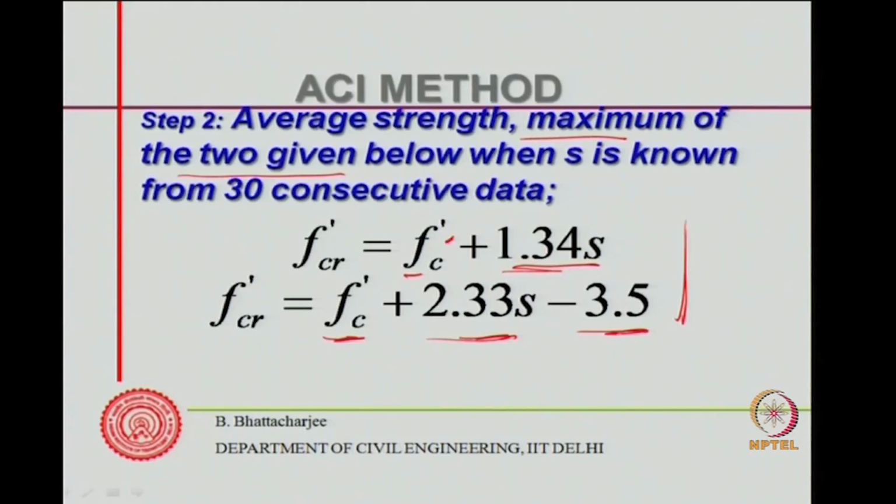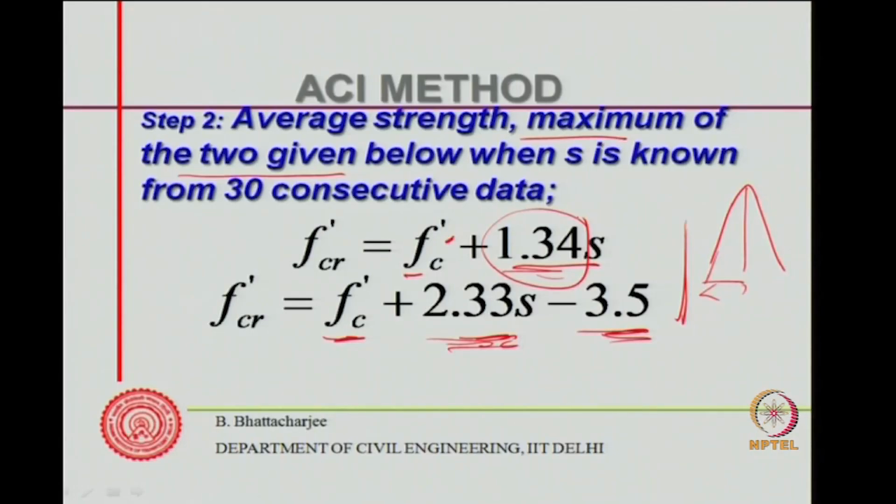Actually, minimum acceptable strength is FC dash minus 3.5. So, minimum plus 2.33 S is the average strength. So, average strength is minimum strength plus 2.33 S, that is, it is again from that normal distribution curve. So, 2.33 S to cover a specific percentile. In the earlier case we had 1.65 to cover 95 percentile, right.